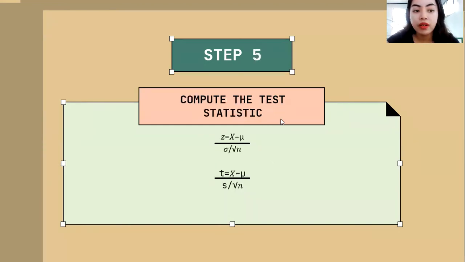For step number 5, they are basically the same, except if you can notice on the denominator, we use sigma notation for the z-test, while for the t-test, we use s. However, they both represent the standard deviation. The only difference is sigma represents the standard deviation in a large sample size. Meanwhile, s is for the small sample size.